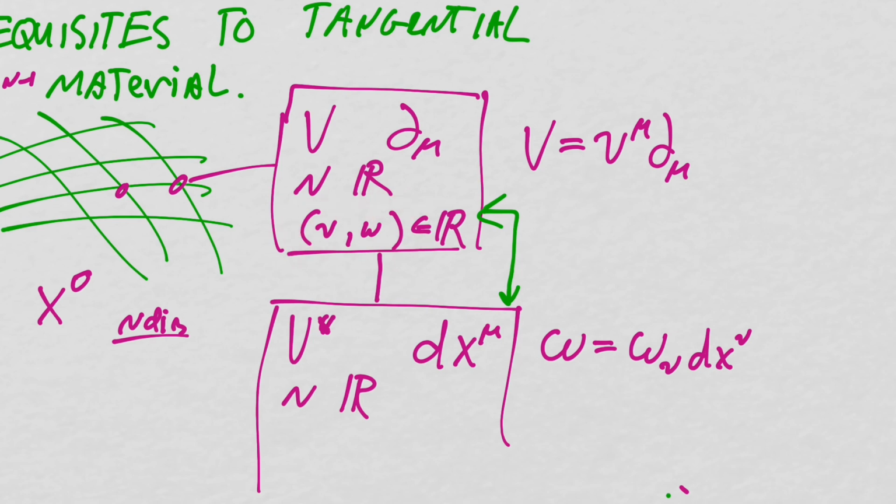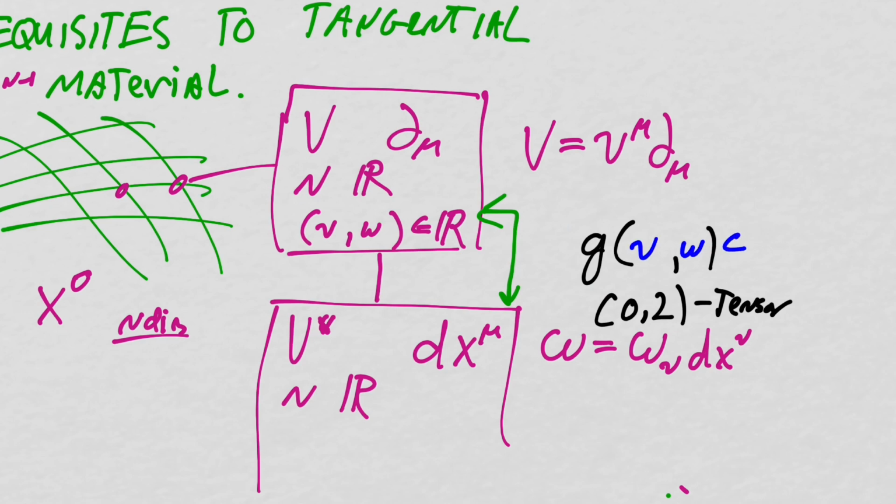And this will also give rise to the notion of a metric, which is a 0-2 rank tensor, right? So this is a 0-2 tensor, which is the metric. And this metric exists also on the manifold. And the metric's purpose in life is to take two vectors and return a real number.